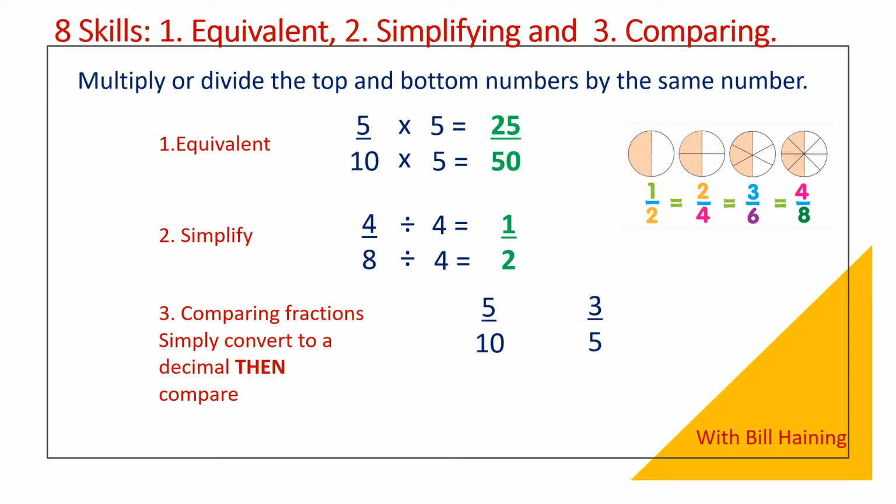So for example, 5 over 10 and 3 over 5, which is the largest, which is the smallest? Well, all you simply do is you divide the top by the bottom, because in fractions, this line here is called the divisor. It's the dividing line. So you just take 5 and divide it by 10, and that converts them to a decimal very quickly. Okay, and you can see now here that 5 over 10 is smaller than 3 over 5. So just convert it to decimal and then do it.